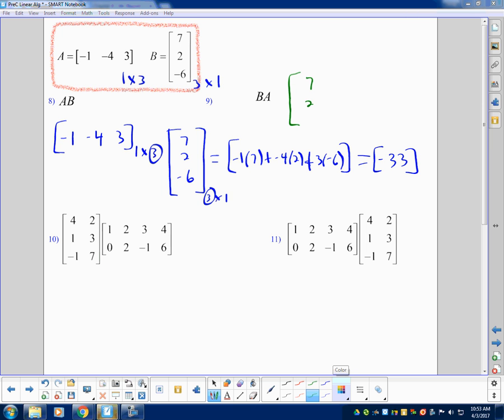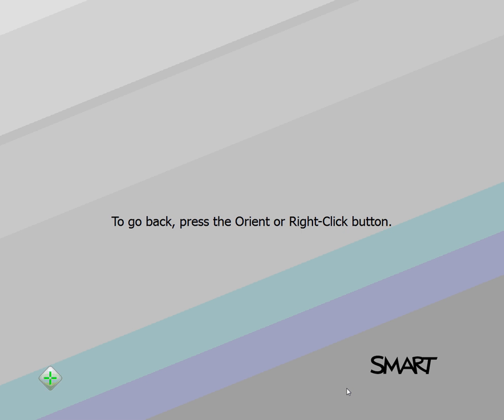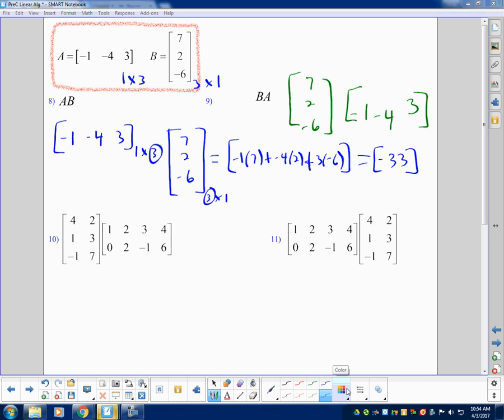I've got 7, 2, negative 6, and I'm multiplying it by negative 1, negative 4, and 3. Do you see the problem with this one? Sorry, I gotta try this again. This is a 3 by 1, and this is a 1 by 3. Okay, that one's okay. 3 by 1 and 1 by 3.